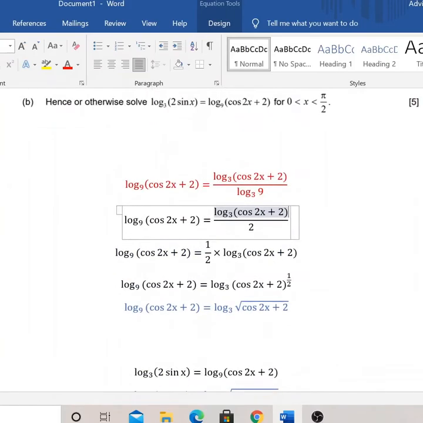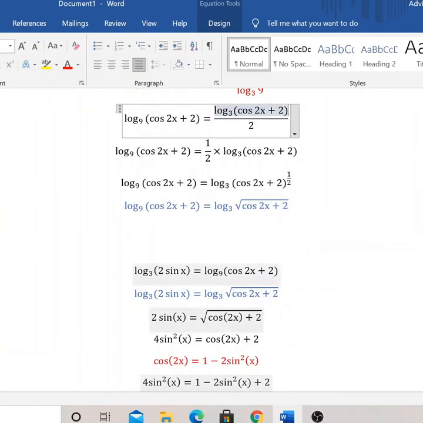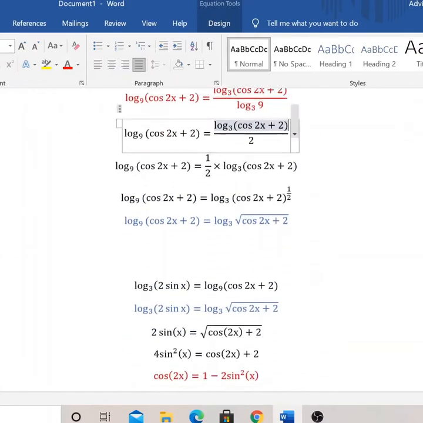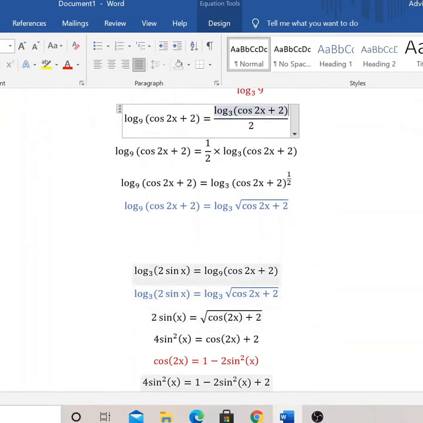So we can just rewrite this first. Log base 3 of 2 sin x is equal to log base 9 of cos 2x plus 2 is what we're trying to solve for the domain. So we just found another way to write log base 9 of cos 2x plus 2, which is log base 3 of root cos 2x plus 2. So we can input that here.